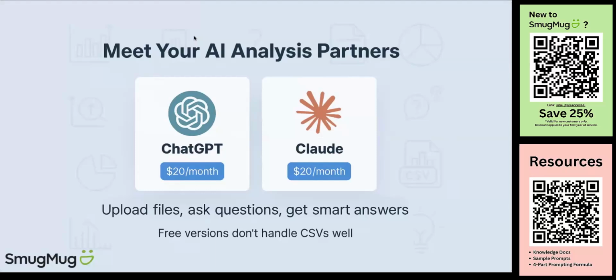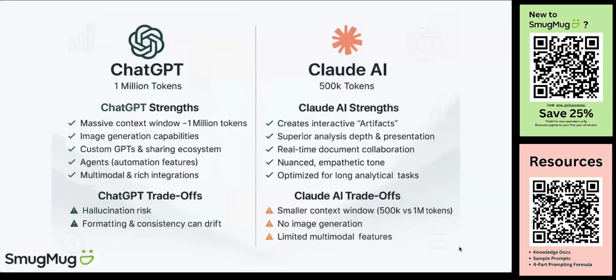Now that we've established a strategic approach to minimizing AI errors, let's dive into the tools that will power your data analysis. Understanding the strengths and limitations of each platform is crucial for selecting the right AI companion for your photography business analysis workflow. Let's start with ChatGPT. ChatGPT excels when working with large files or extensive data sets. Its memory capacity is massive, supporting up to 1 million tokens.